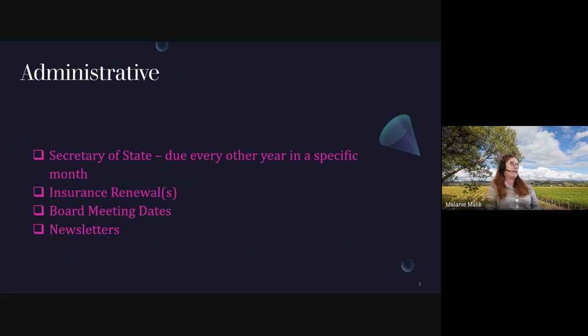Also, your board meeting dates can go on the calendar as administrative items. Newsletters, especially if you have committees that you are requesting information from, you can have the due dates for those submittals on your calendar.